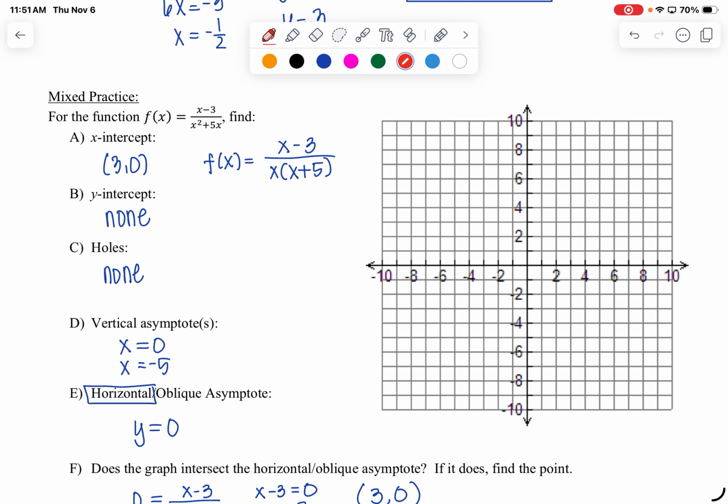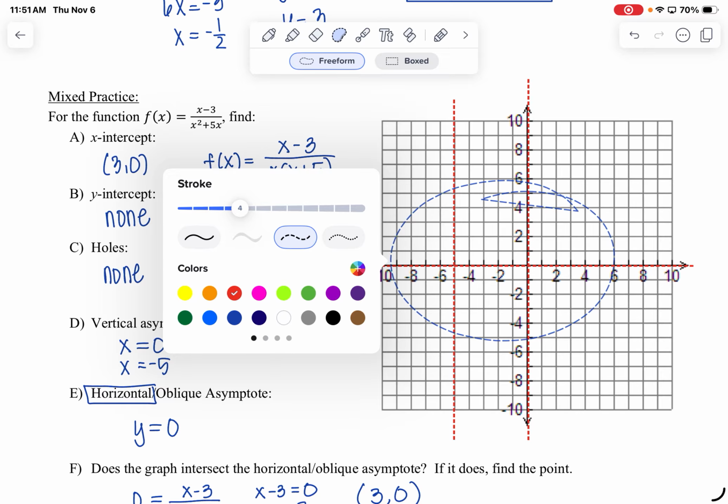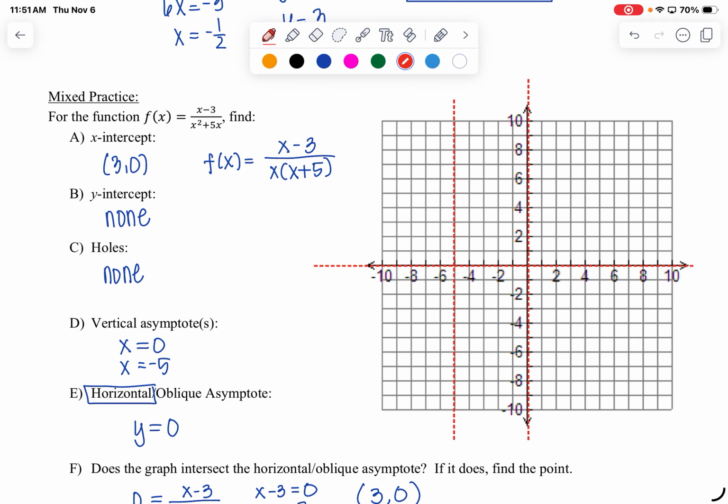All right, vertical asymptotes at x equals 0 and x equals negative 5. Remember, I'm making them solid right now, but I'm going to use my pen in a second to make them dashed. Y equals 0 is my horizontal asymptote. All right, I'm going to make them dashed. Okay, put arrows on the end to show that they go on forever and ever.